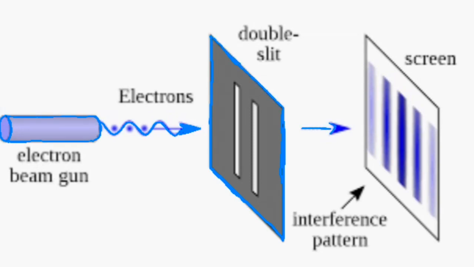Because particles mimic the behavior of waves, this suggests, in the quantum world, objects exist as both particles and waves at the same time. We name this property particle-wave duality.